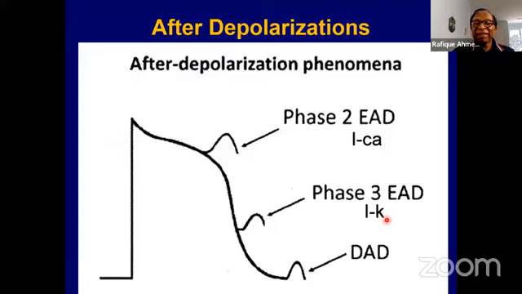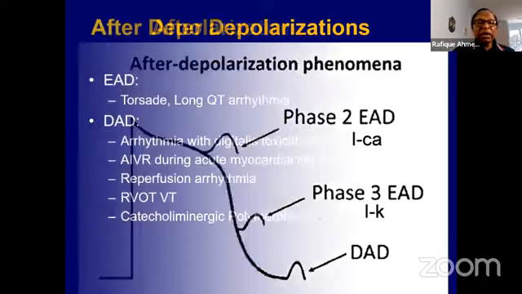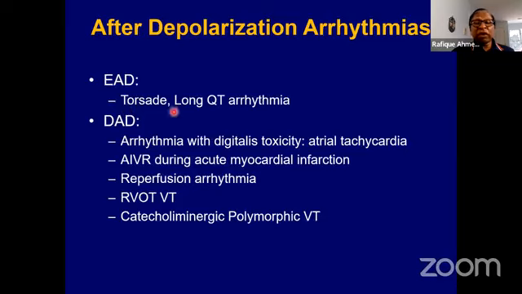Interesting, look at this. This is calcium current dependent, and this is potassium current dependent. So it's fascinating how two different kinds of afterdepolarization, early and delayed, one is calcium current dependent, one is potassium current dependent. And now the delayed afterdepolarization. Early afterdepolarization is torsade, long QT arrhythmia, and delayed, a common example is digitalis toxicity, which produces the atrial tachycardia. This is the commonest one. And reperfusion arrhythmia, accelerated idioventricular rhythm after MI, and some forms of, and the other one that is catecholaminergic polymorphic ventricular tachycardia, that is delayed afterdepolarization.